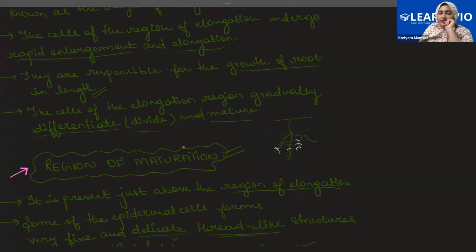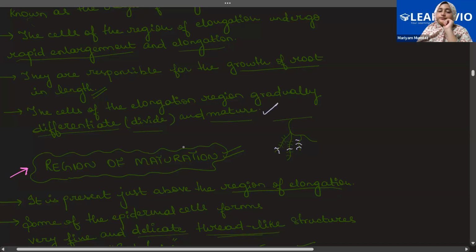Now, the cells of the elongation region gradually differentiate and then they mature. See, in a plant cell, there is a very unique thing wherein the cell, if it divides, will keep on dividing and dividing. But after it reaches a certain point in its life, then it becomes mature. Now, if any cell becomes mature, that means that it will not divide that much, and it has been specialized to perform different functions. So the cells of the elongation region gradually differentiate and then they mature.